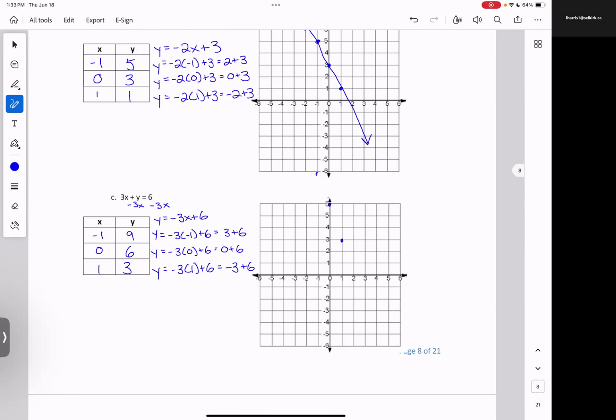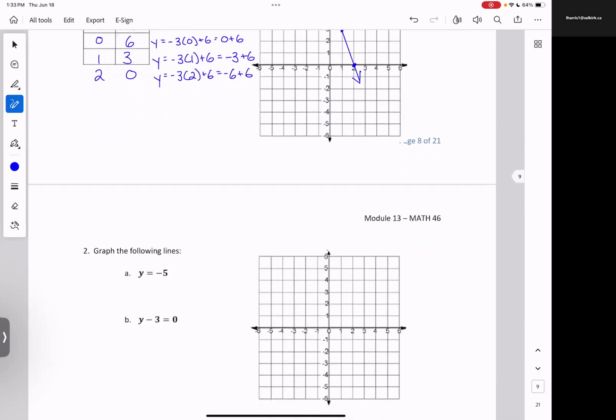So let's pick another one. I'm going to do when x is 2. And I'll have negative 3 times 2 plus 6, which is negative 6 plus 6. So I get an answer of 0. So when x is 2, y is 0, gives me a third point there. So sometimes you have to shuffle one way or the other if you find you've gone off your grid like that. And then you can draw your straight line with the arrows in either direction.